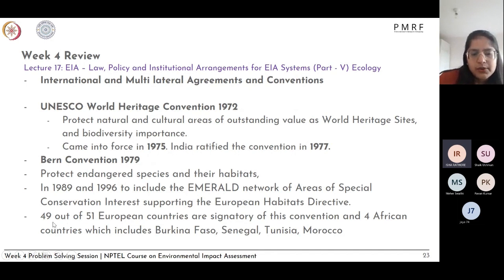And then 49 out of 51 European countries are signatory to this convention, and there are four African countries which have also signed this convention to protect the endangered species and their habitat. So the African countries are Burkina Faso, Senegal, Tunisia, and Morocco.